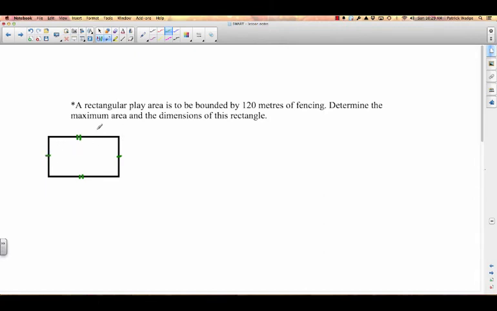Alright, so why don't we call one of the sides x? Doesn't matter which one. Let's call this one x. Now, if this is x here, how much does this side here, that x side, plus this side here add up to? Well, if the whole amount equals 120 all the way around, do you see that this plus this must equal 60? Does that make sense? That's half the way, half of the fencing, so half of 120 is 60, so x plus this equals 60.